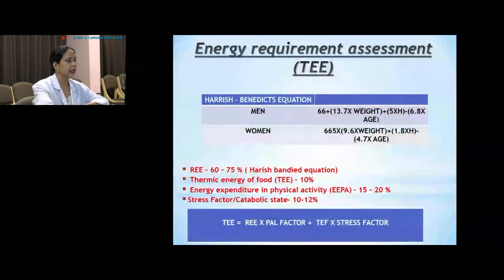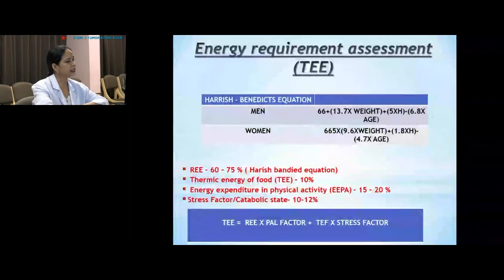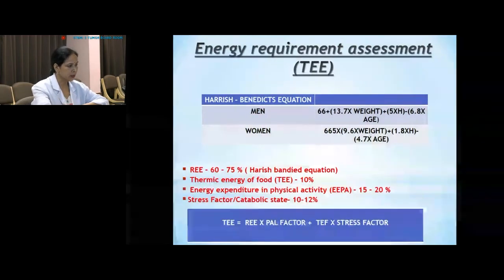The rest, 10%, is used for the thermic effect of food. And energy expenditure in physical activities is 20% or more, depending on the type of activity, whether it is sedentary or intense. The energy utilization depends on that. Stress factor: the disease or catabolic stage, the type of disease, or the rate of infection. So the total estimation of energy depends on these.